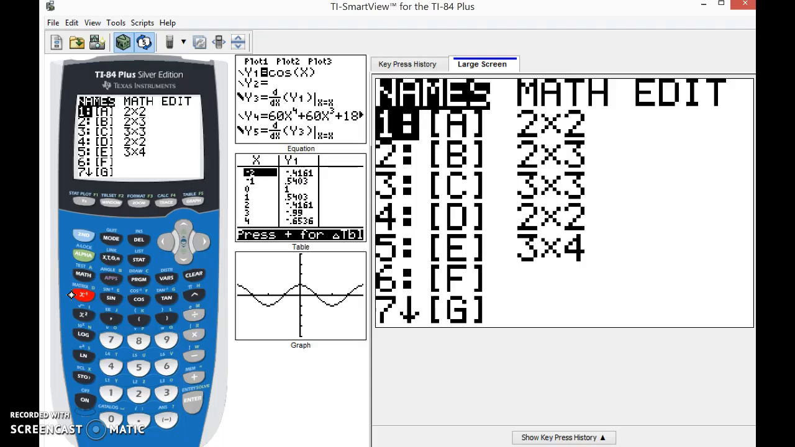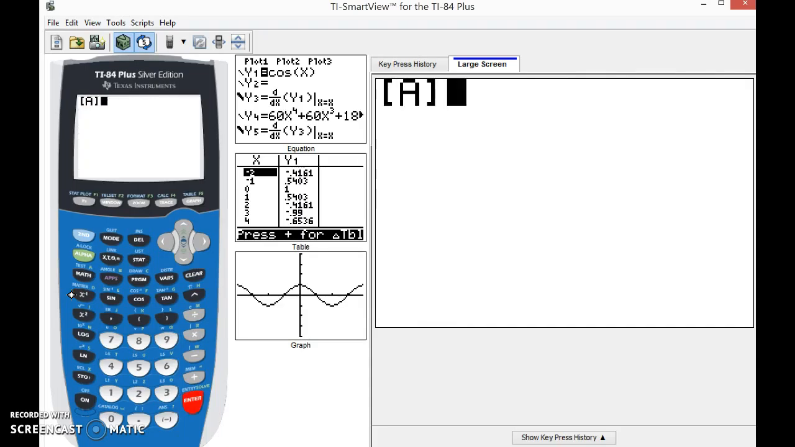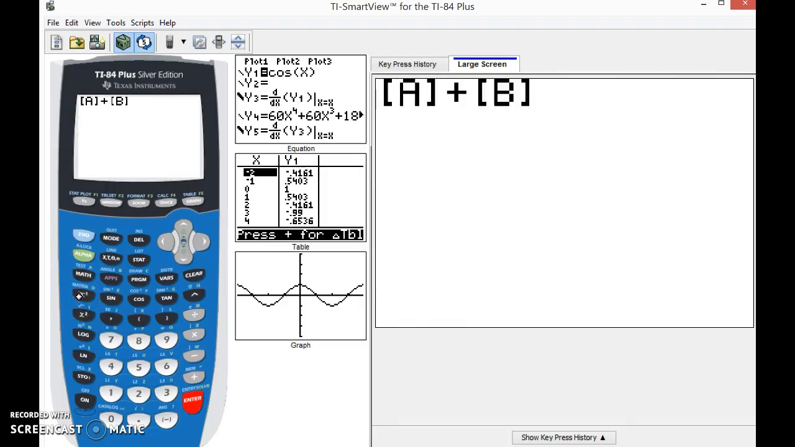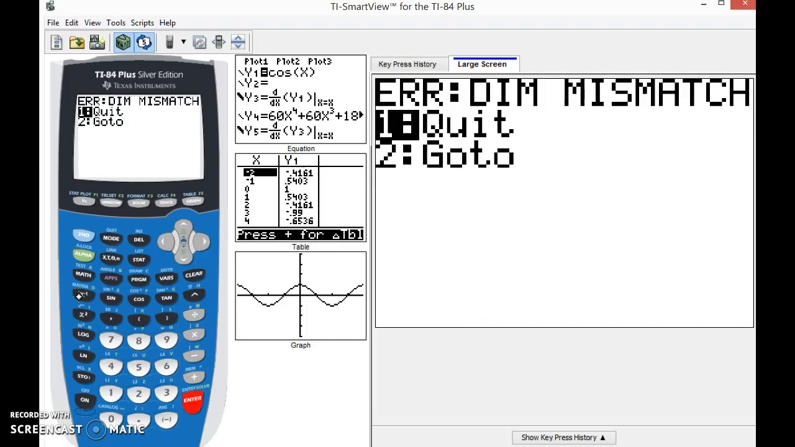So for instance, if I go back to matrix and choose names A, and then ask it to add, go back to matrix, and choose names B. So I'm going to ask it to add matrix A and matrix B. It'll give me an error message. And not only does it give me an error, but it gives me a clue to what's wrong.